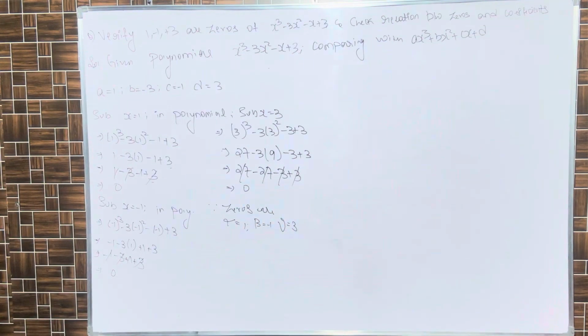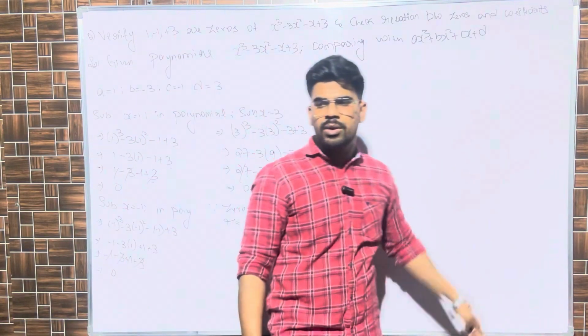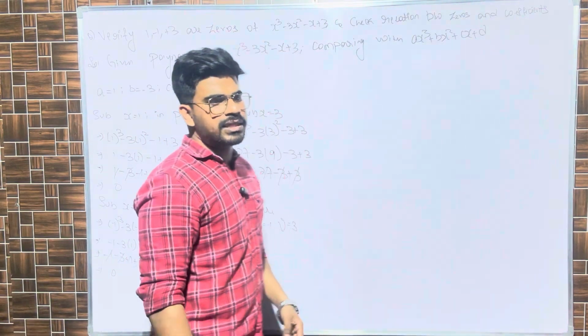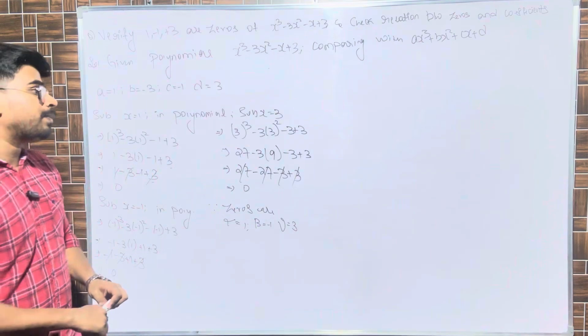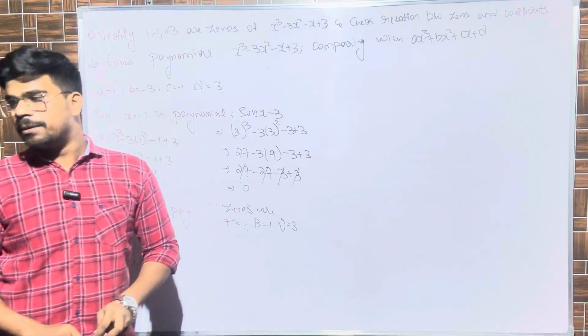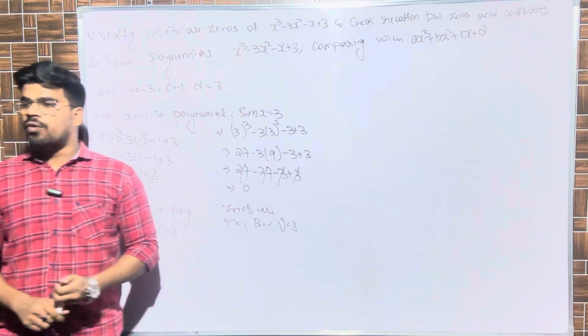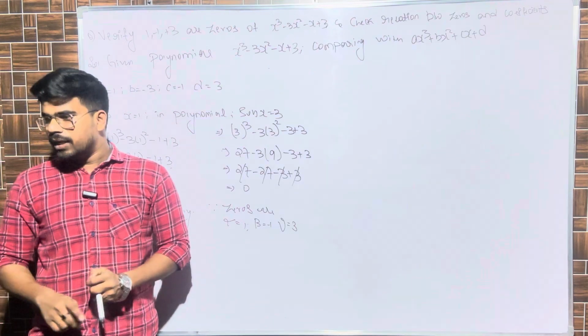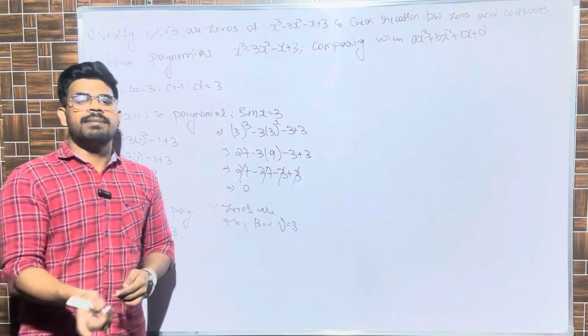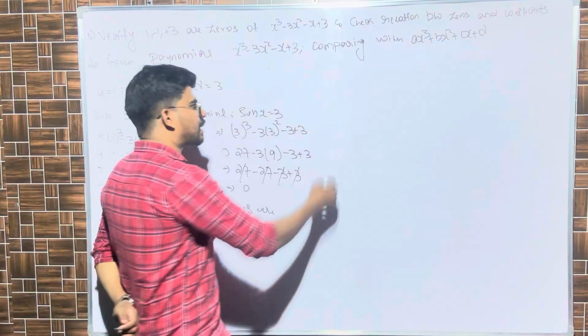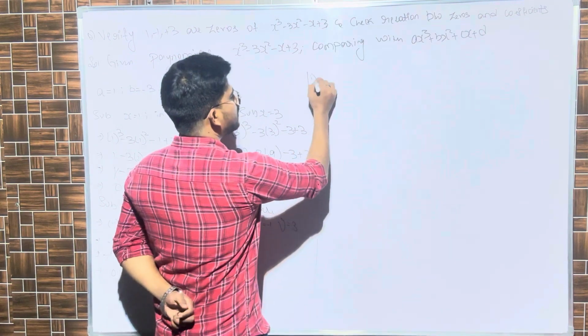So next part of the question, check relation between zeros and coefficient. 3 formulas are there. Sum of zeros, sum and product of zeros. In case of quadratic polynomial, we will have only sum and product. In case of cubic, we have sum, sum of products and product. First is sum of zeros.